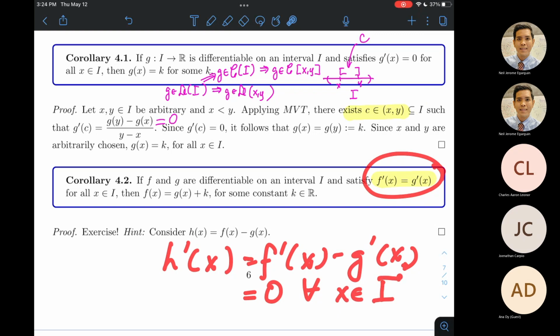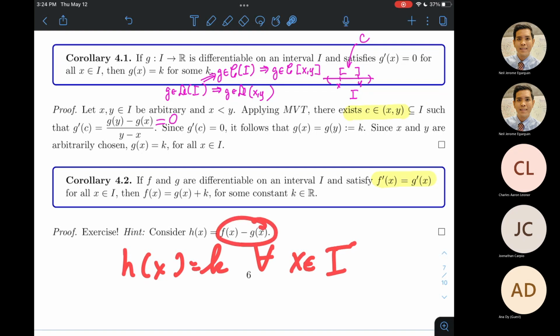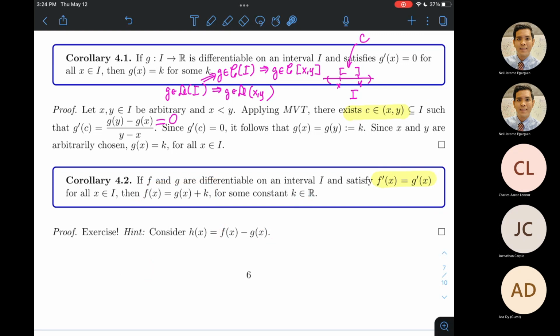So nakita natin ngayon ang derivative ni h ay laging equal kay 0 sa buong interval I. So Corollary 4.1 is telling us, h must be a constant. So we can say na, kunwari si h of x ay equal kay k for all x in the interval I. So ibig sabihin, ano ba si h? Si h ay f of x minus g of x. Equal daw yun kay k. Transposing g of x to the other side will give us the desired equality.